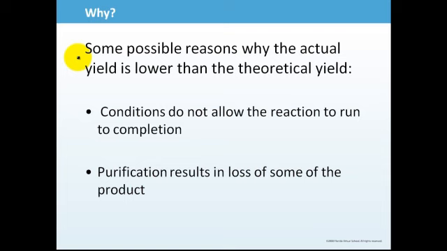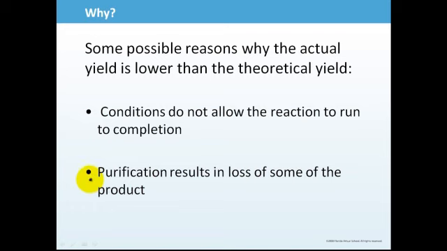Some possible reasons that it would be lower. First off, conditions don't allow for the reaction to run to completion. What that means is that our reactants, for whatever reason, do not completely, 100%, react with each other. So naturally, if they don't 100% react with each other, we're not going to have 100% of the possible product.